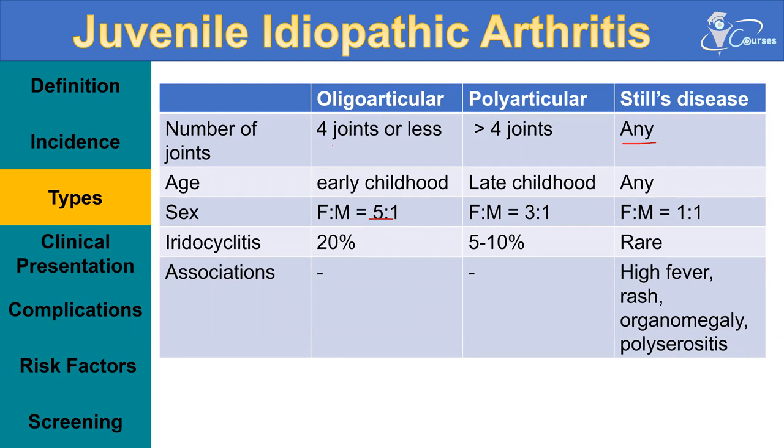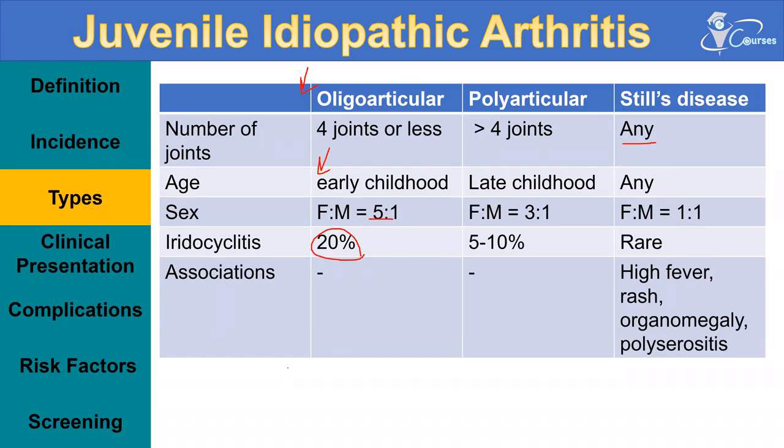Iridocyclitis is also very important for the exams. You see the least joint affection, which is the oligoarticular, with the youngest age, have the highest incidence of uveitis. Iridocyclitis is 20% in cases of oligoarticular, which will be the highest percentage of development of uveitis in a patient with juvenile idiopathic arthritis. Very important. So if you have a patient with minimal joint affection and younger age, don't say that, okay, he is still young and there is little joint affection, so it is unlikely that they will have uveitis. No, the reverse will be true.